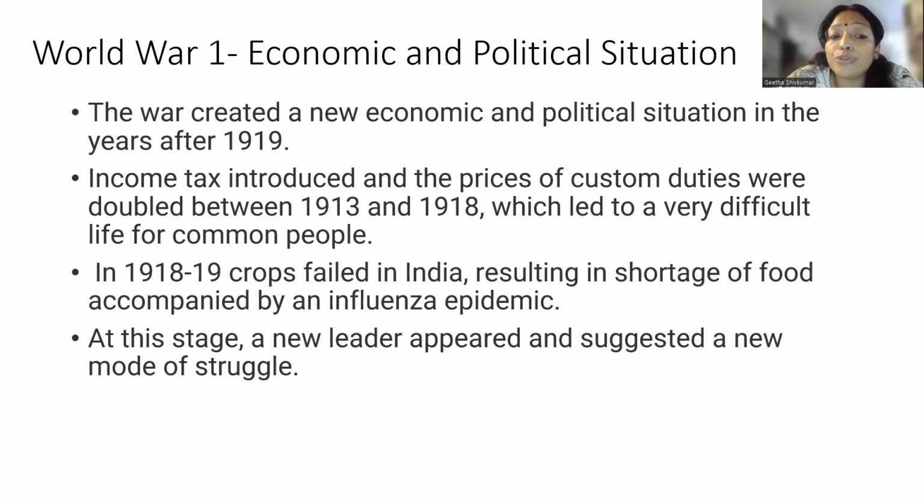In the year 1918 to 1919, even the crop failed in India. When there is a crop failure, definitely that results in a shortage of food, which was accompanied by the influenza epidemic. At this stage, even forced recruitment was happening. What do you understand by forced recruitment? Forced recruitment is when the Britishers forcefully recruited people for the war. So these were all the struggles which India was facing during World War I.